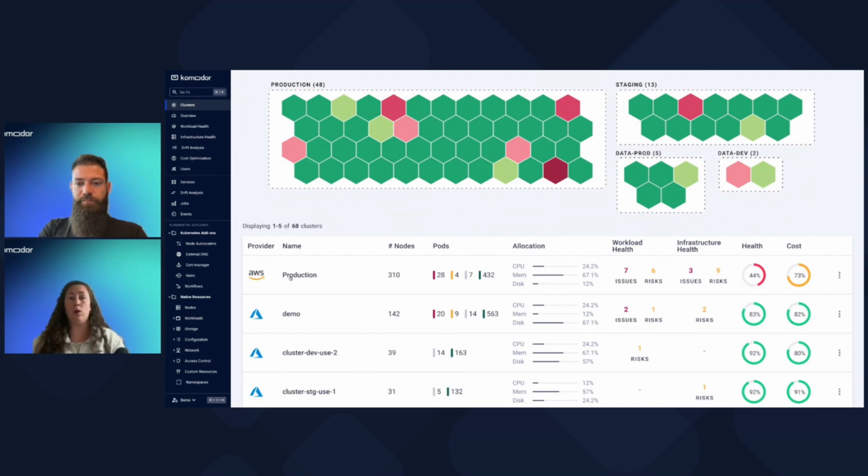If we dive into one of them, for example, here, the production cluster, you can see how many nodes are running on it, how many pods you have, the allocation of them, as well as the overall health of the cluster. So you have the issues and risk of the workloads, and you have the same thing for the infrastructure, as well as some kind of measurement or understanding of this score, let's call it. So you know how healthy you are in terms of reliability, as well as in terms of cost.